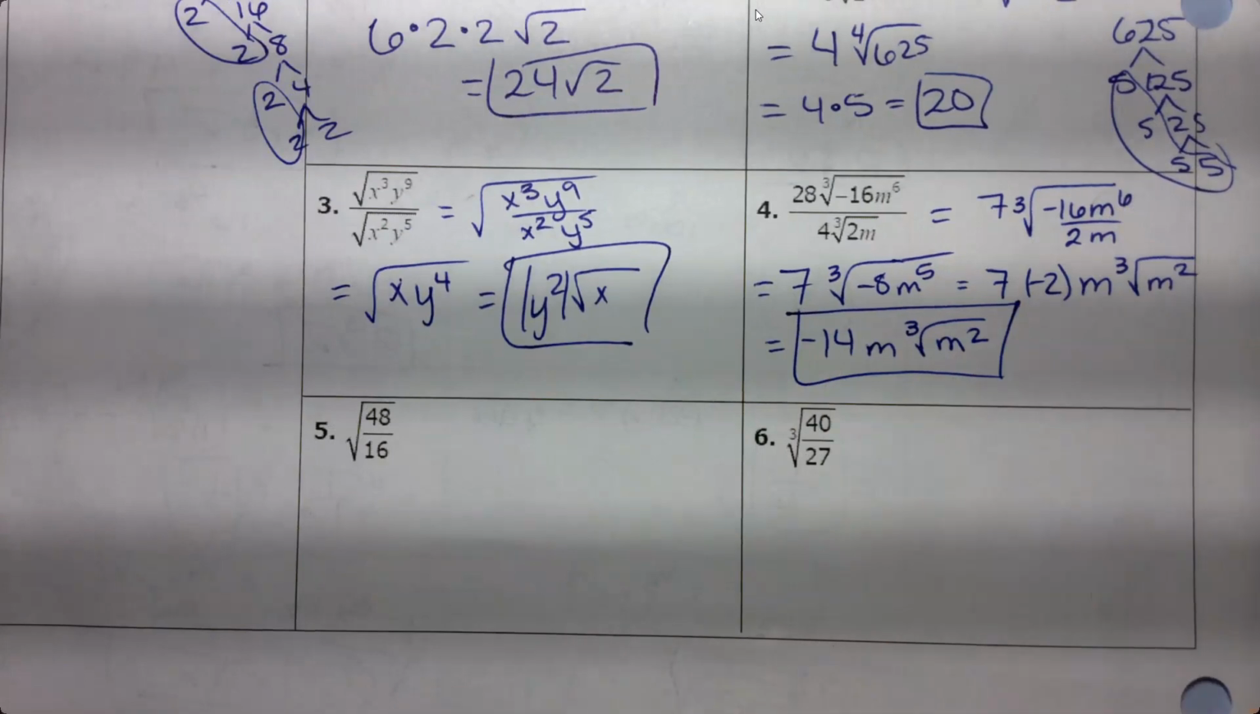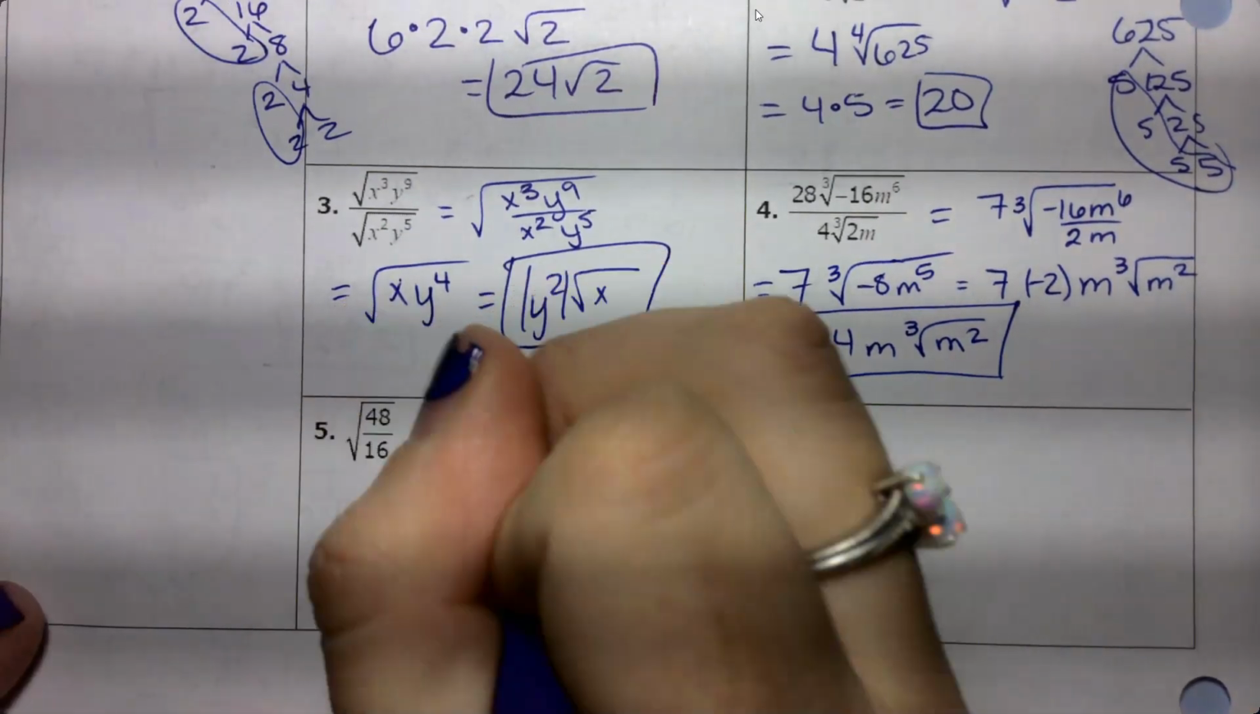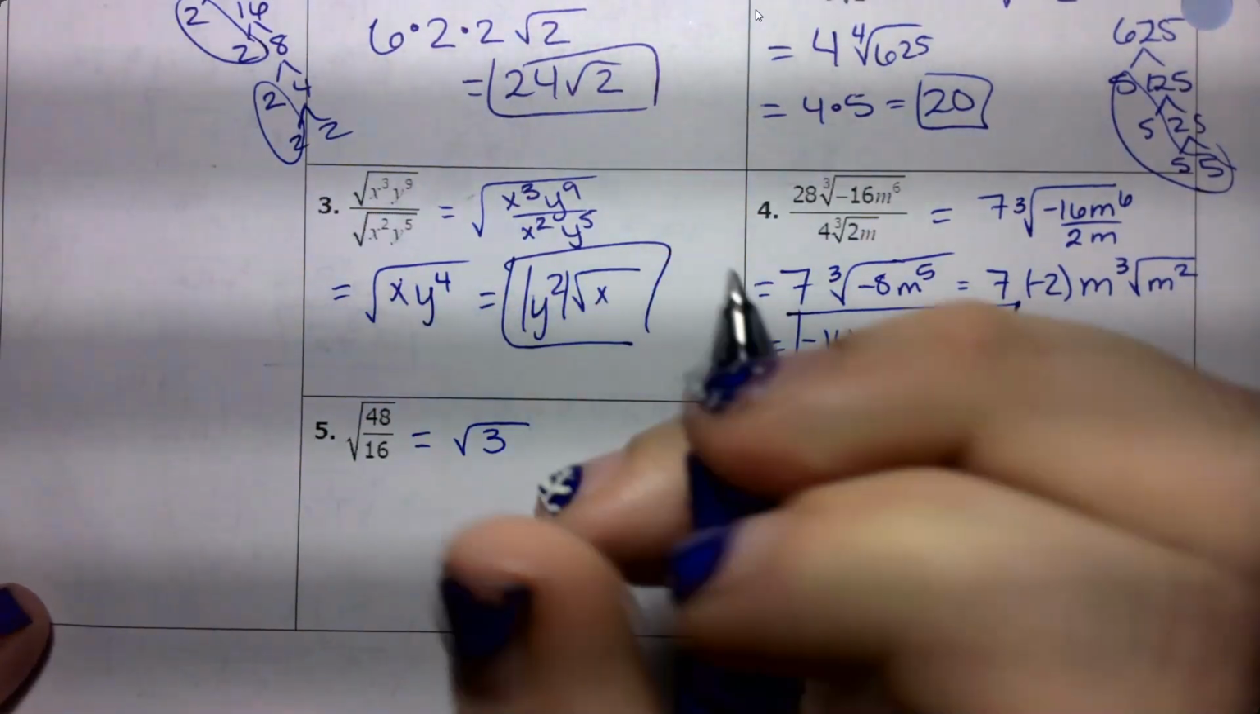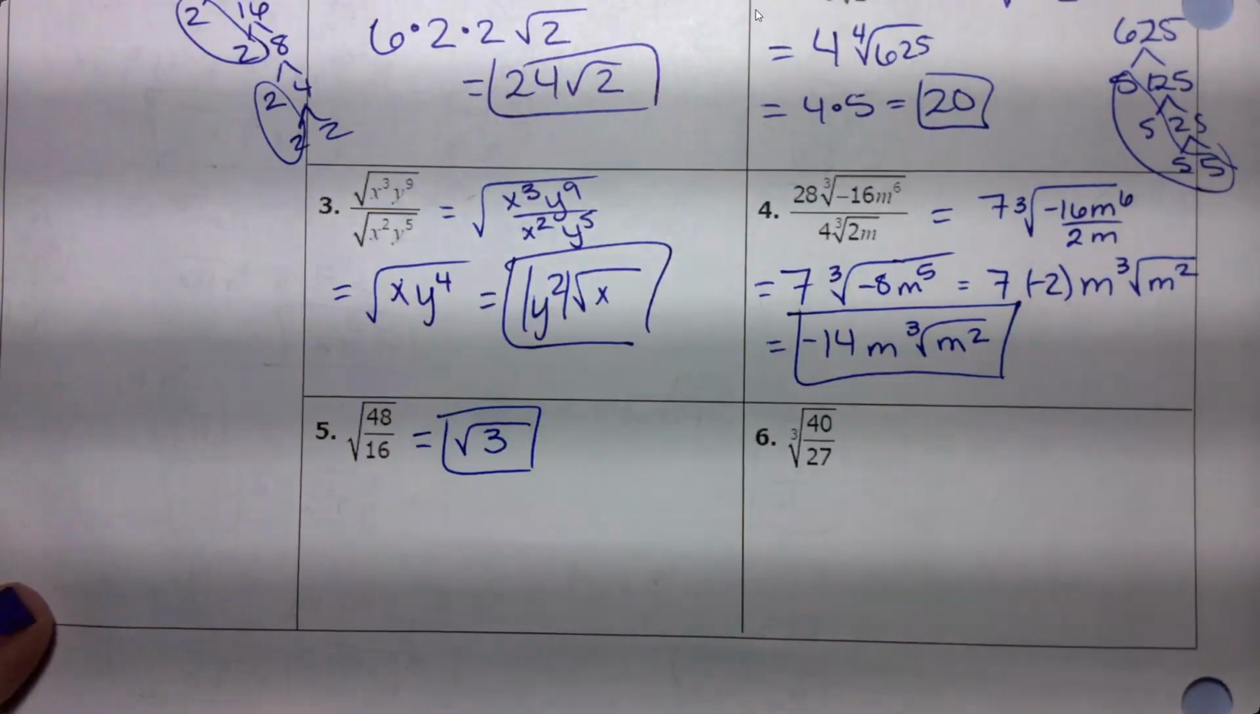Okay. On the next one I have 48 divided by 16. That can simplify to the square root of 3. So nothing to simplify beyond that.